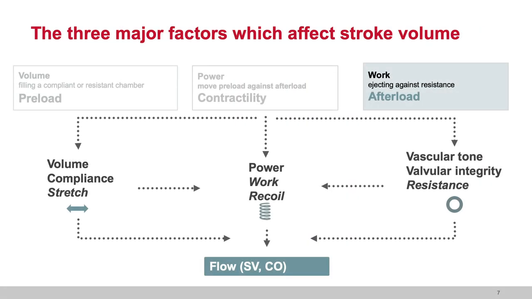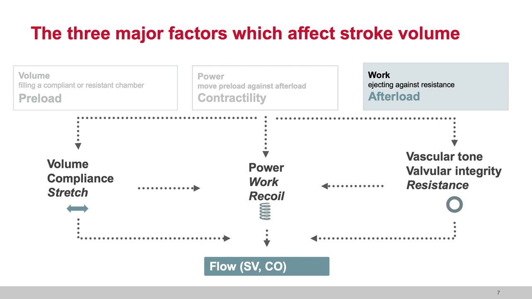The 3 major factors which affect stroke volume: preload, contractility, and afterload. So we want to remind ourselves, as we talked about in the previous module, that preload is the measurement of the pressure column when volume fills the compliant or resistant chamber. It's about stretch. Contractility is the power to move volume against resistance, and that's about recoil.